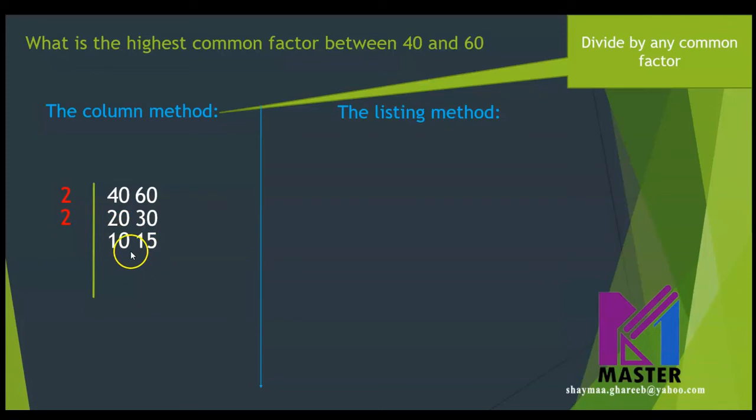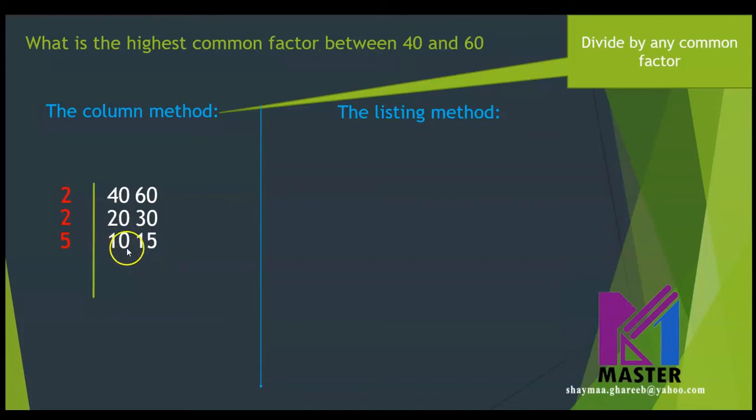Now I have two new numbers. I will repeat the same step. I need to think of a common factor between the 10 and the 15. Can I divide both of them by 2? No. Can I divide both of them by 3? No. But I can divide both of them by 5. So I will divide by 5 because we said we must divide by a common factor.